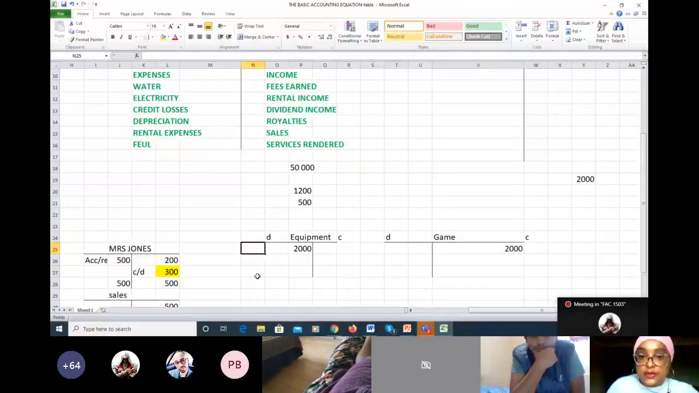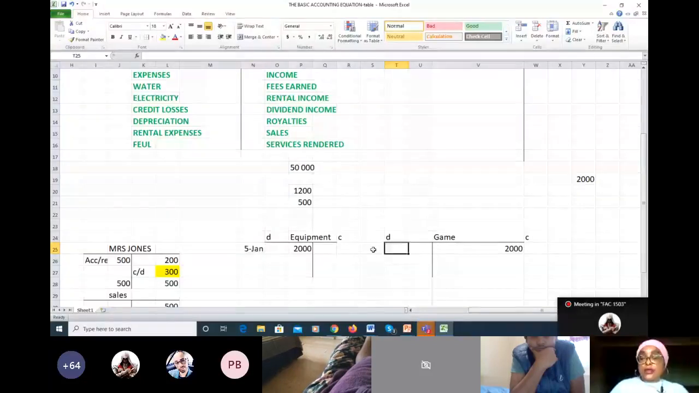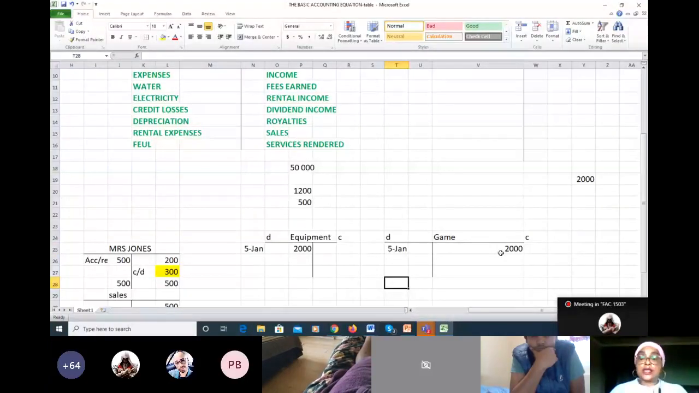So on the 1st of the 5th, I then bought my dough mixer. So after Mrs. Jones paid me, I could go and pay Game now. So I paid Game 600 rand.